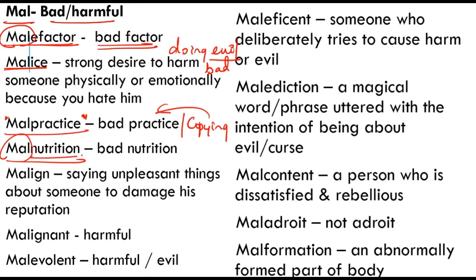Malnutrition. Mal means bad, nutrition, everybody knows, a bad nutrition. Because of malnutrition, what all can happen, we have been saying since a long time, right? Malnutrition. Malign. Malign means always saying all unpleasant, bad words to others.